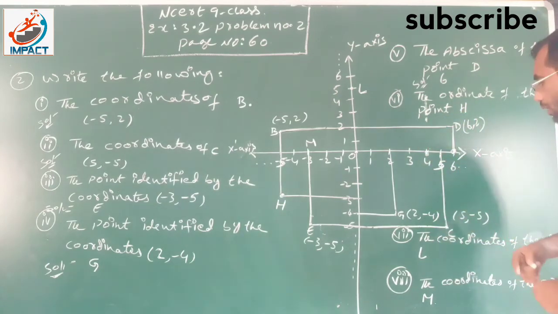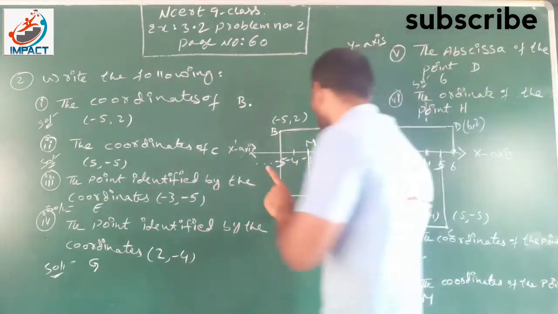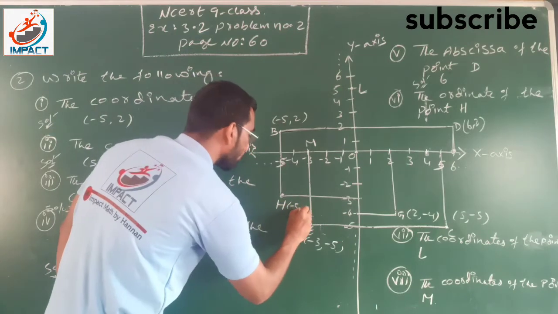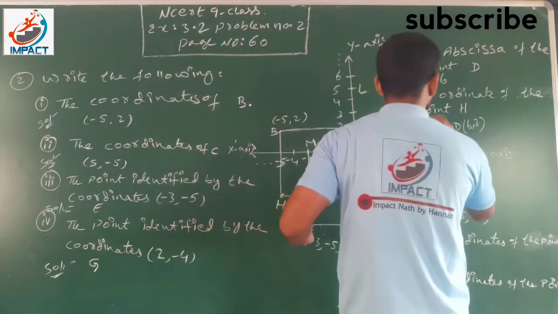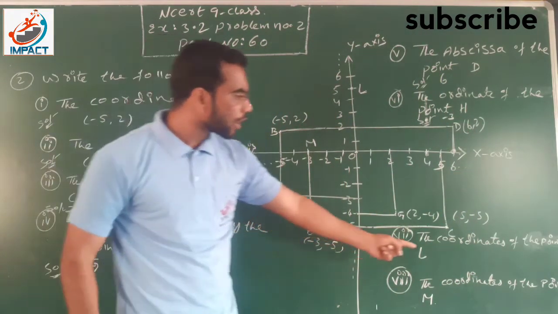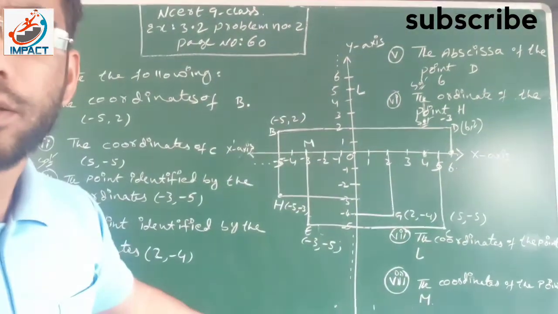Next, the coordinates of the point H. Where will you find H? H is here. Ordinate means the y-coordinate. First we take (-5, -3). What is y? -3. So the ordinate is -3.